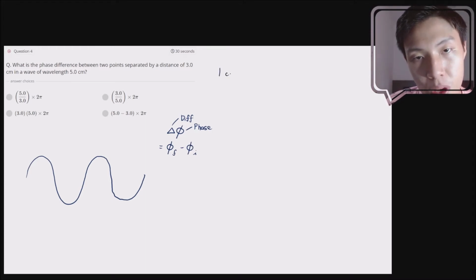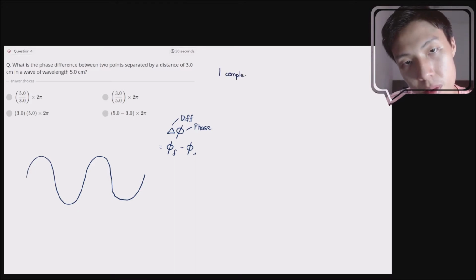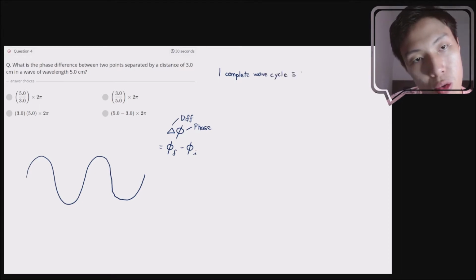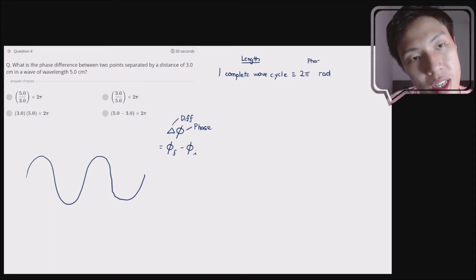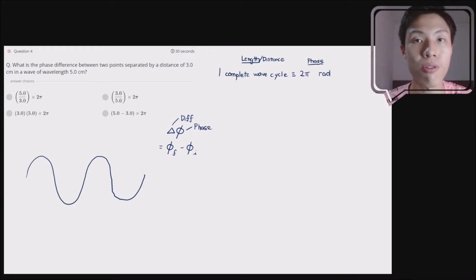Okay, so the idea of phase is you need to know that one complete wave cycle is equivalent to 2 pi radian. So this is in terms of length. This is in terms of phase. Instead of saying length, probably the better word is distance. In terms of distance, if you complete one complete wave cycle, then in terms of phase, you have completed 2 pi worth of radian.